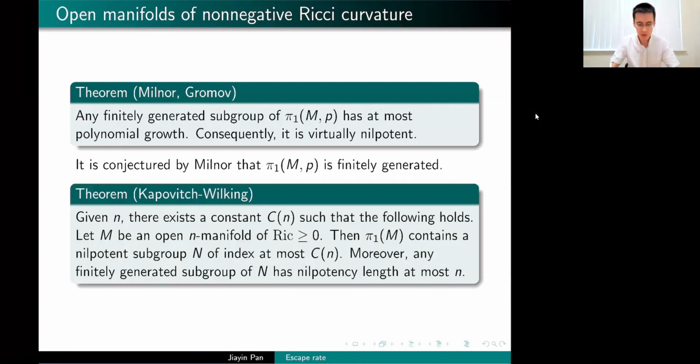Later on, this result is generalized by Kapovitch-Wilking. They show that the index can be bounded, first of all, the index of the nilpotent subgroup. Then secondly, you can drop this finite generation condition. So more precisely, they show that pi1(M) always contains a nilpotent subgroup N of index at most some constant C(n). Moreover, any finitely generated subgroup of this N has nilpotency length at most n.